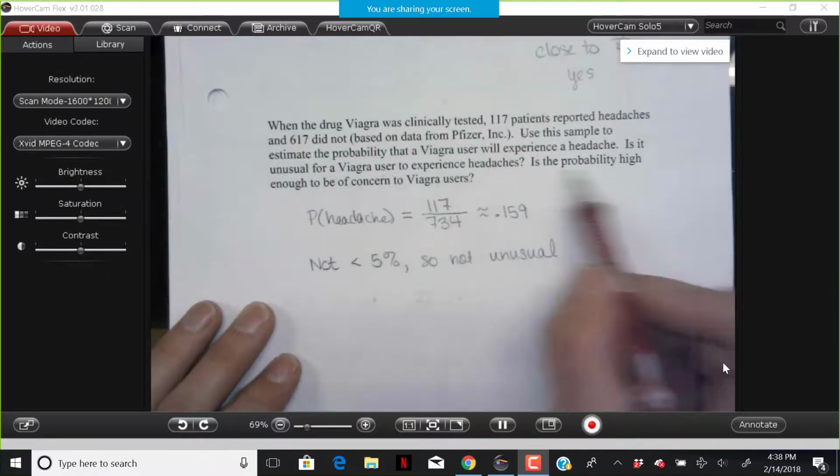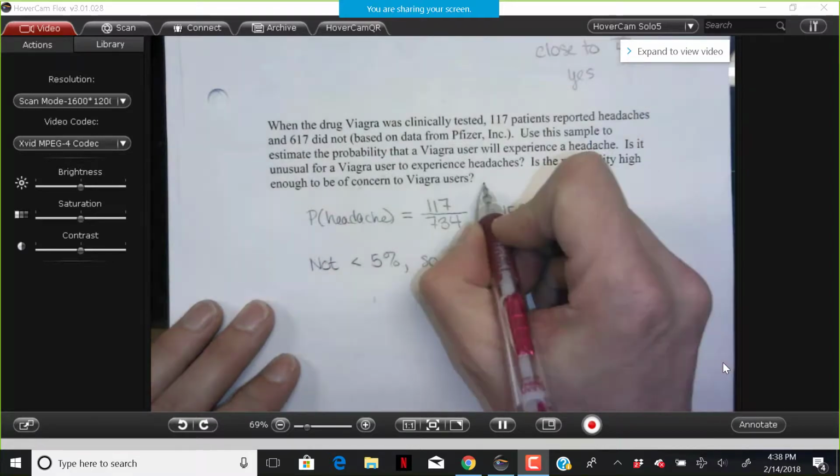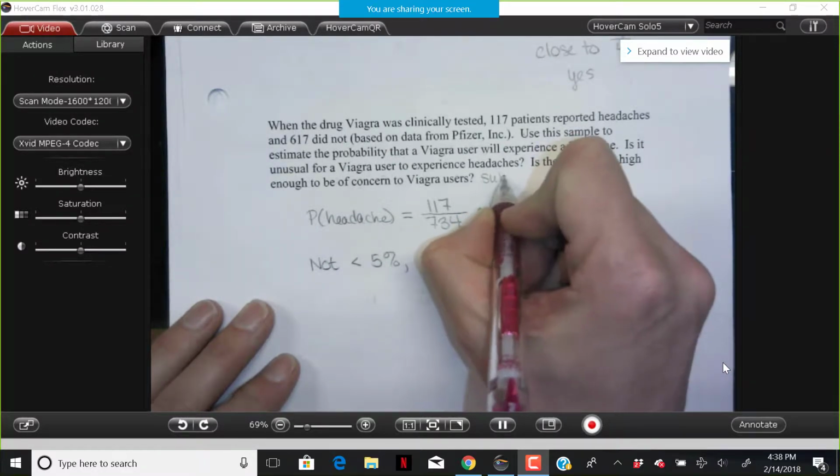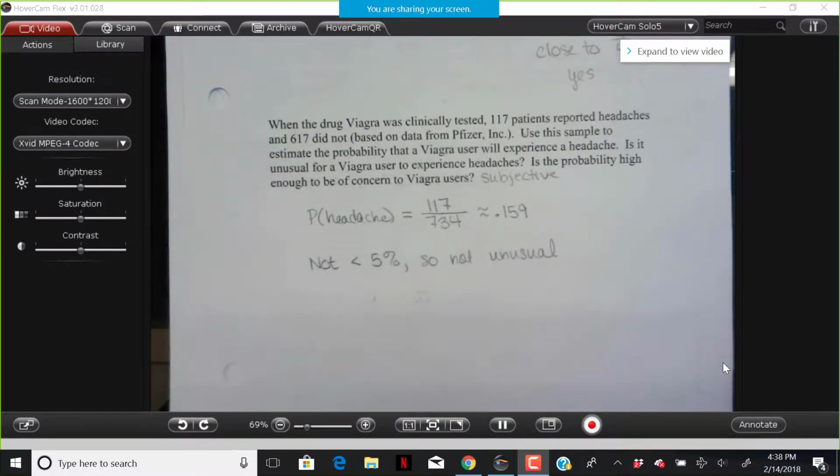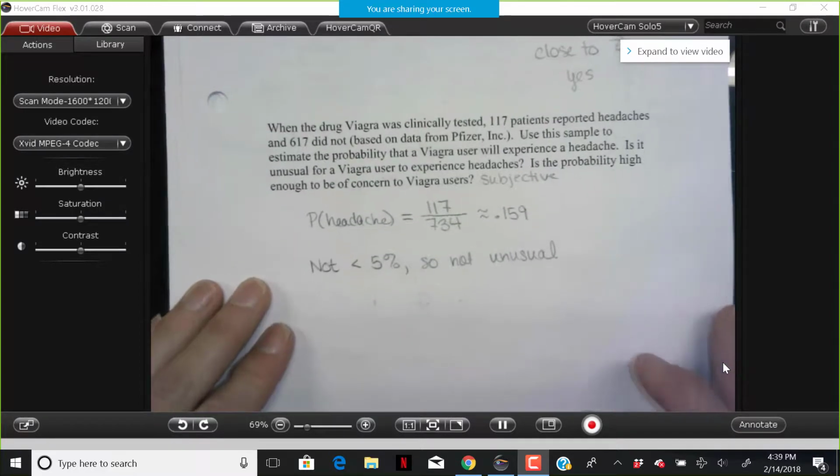Okay, so this is the probability high enough. That's really a subjective sort of thing. It will depend on the user. I mean, if they said there's a 16% chance that you'll die, that's different, right? But getting a headache, even, you know, 1%. Right, exactly, for death, yeah.